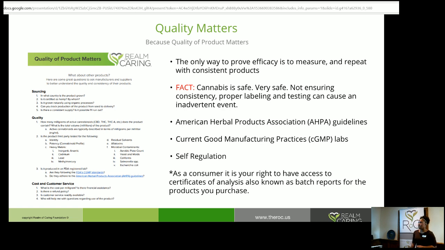You also want to make sure that some of these companies are going through the American Herbal Products Association guidelines, the current good manufacturing practices labs, and of course self-regulation. So feel free to use this, print this out, take it with you when you're vetting companies or when you're shopping online.